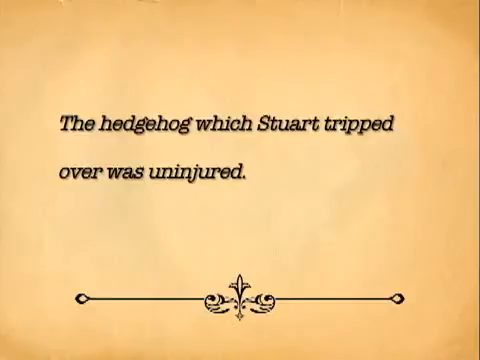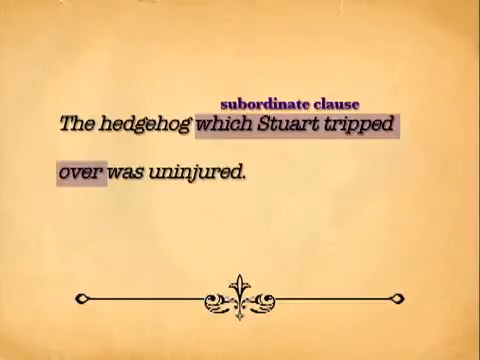The hedgehog which Stuart tripped over was uninjured. In this case, which Stuart tripped over is a subordinate clause with the relative pronoun which that provides additional information about the hedgehog. Which hedgehog? The one that Stuart tripped over. This particular hedgehog was uninjured.